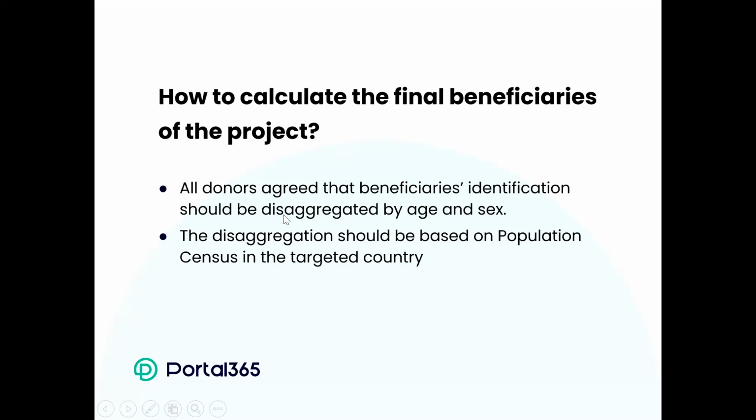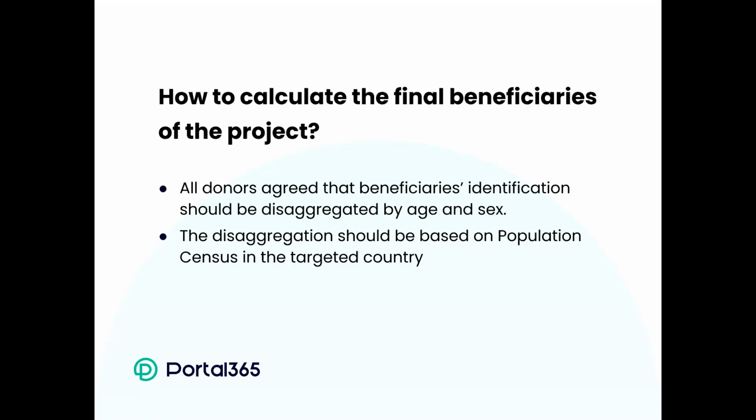So this is a very well known term, much used with donors: disaggregated by age and sex. The disaggregation should be based on the population census in the targeted country. For example, the disaggregation based on age, and also based on sex, will be different. Here in Lithuania, women are more numerous than men, while in Yemen it will be different, because in the census we take this as a guideline and we use it.